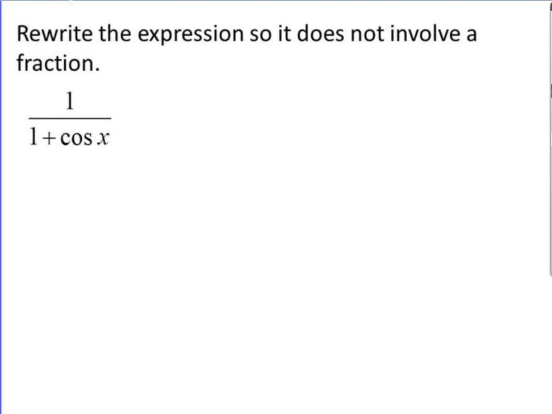We want to rewrite this expression so that it no longer has a fraction. When you're dealing with trigonometric functions, you can think of using the conjugate just like you do with imaginary numbers. So right now we have 1 over 1 plus cosine of x. To get rid of that 1 plus in the denominator, we're going to multiply by 1 minus cosine of x because that is the conjugate.